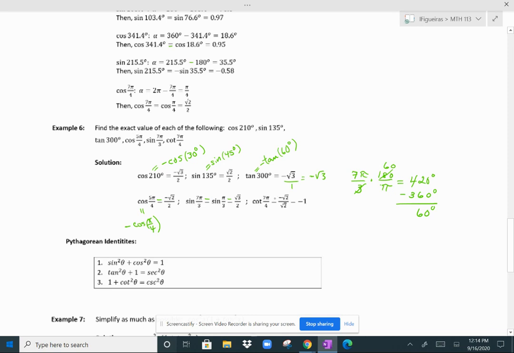And then here we have 7 pi over 4. 7 pi over 4 is in quadrant 4. And cotangent is negative in quadrant 4. So if you find the reference angle, this is the negative cotangent of pi over 4. And so remember, with 45 degree angles, your opposite and adjacent sides are equal to each other. So your answer is just negative 1.